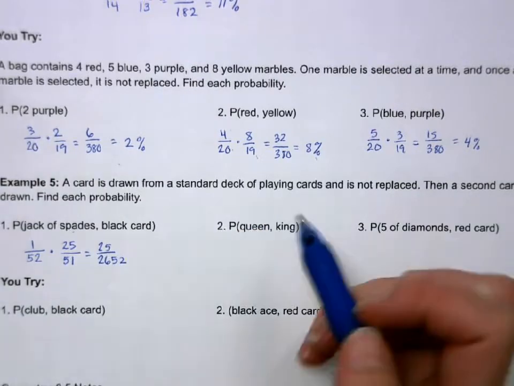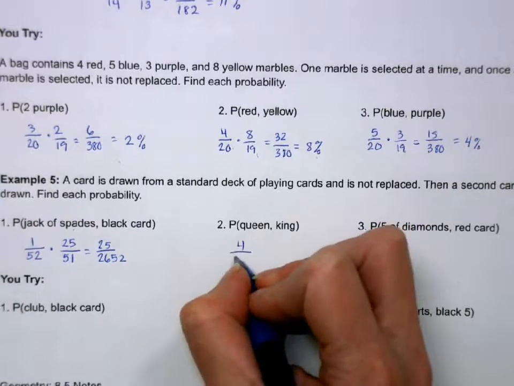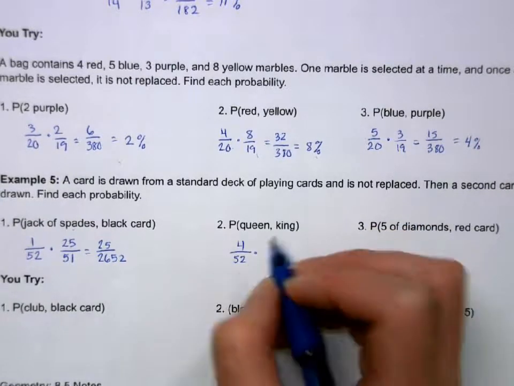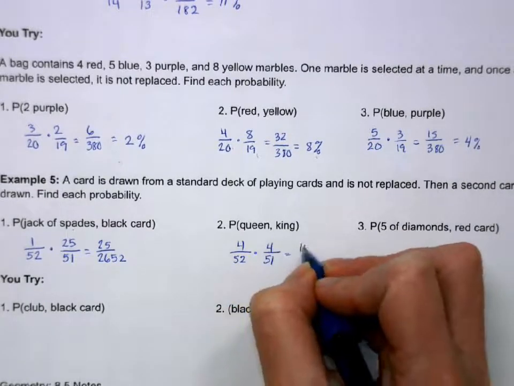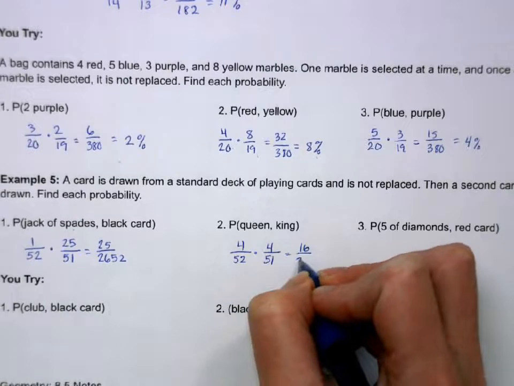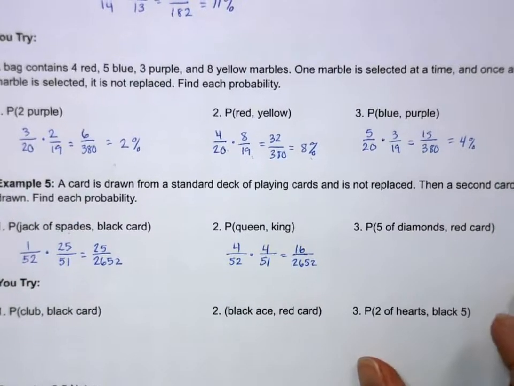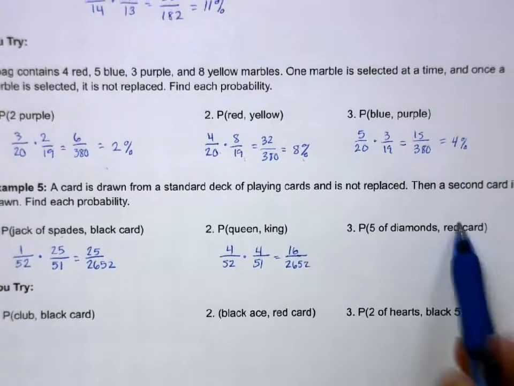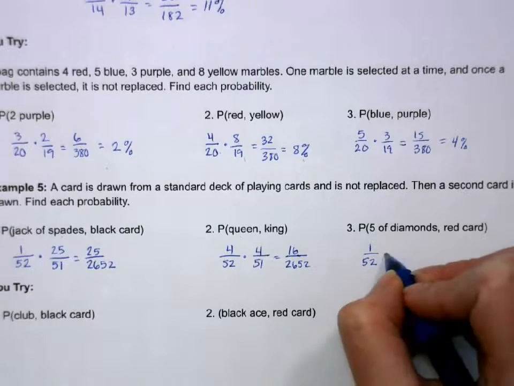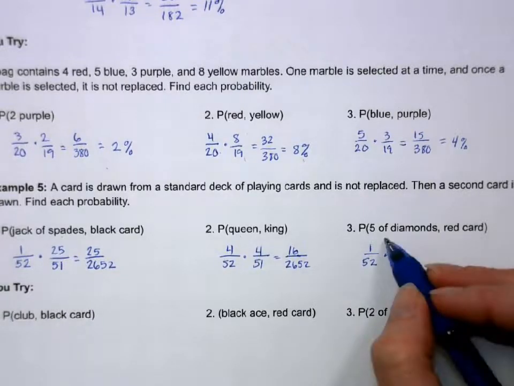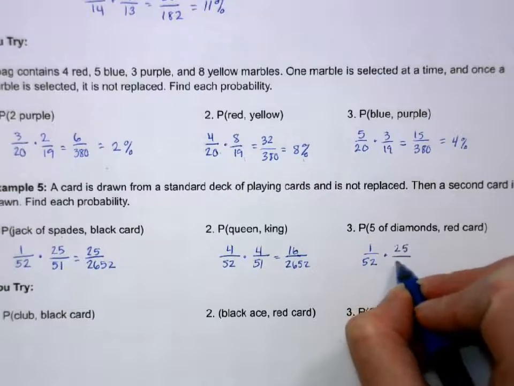The probability of queen, then a king. Well, there are 4 out of the 52 cards that are queens. There's still 4 kings, but there's only 51 cards. So that's 16 out of 2652. And then a 5 of diamonds and a red card. So 5 of diamonds, there's only one of those. And just like the first one, we've eliminated one of the 26 red cards now. So there's only 25 remaining and 51 cards in the deck.